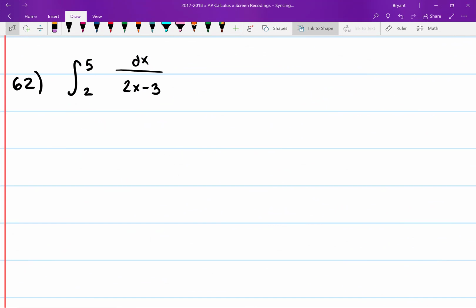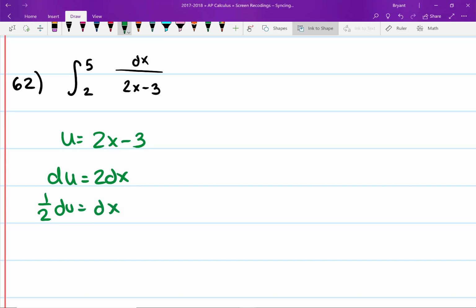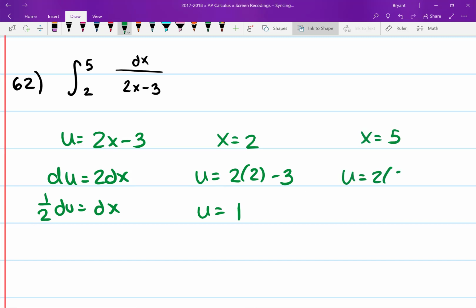Okay, moving on to number 62, we get the integral from 2 to 5 of dx divided by 2x minus 3. Again, very similar, we're just going to let u equal 2x minus 3. So du is going to be equal to 2 dx. I don't want the 2 there, so I'm going to multiply both sides by 1/2. I get dx. And then if x is equal to 2, u is going to be 2 times 2 minus 3, so u is equal to 1. And if x is equal to 5, u is equal to 2 times 5 minus 3, so u is going to be equal to 7.